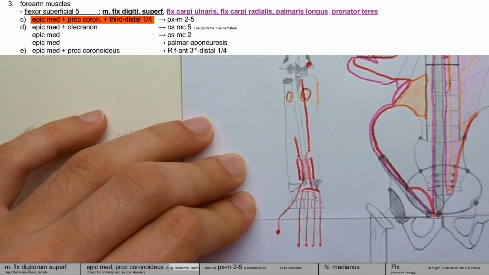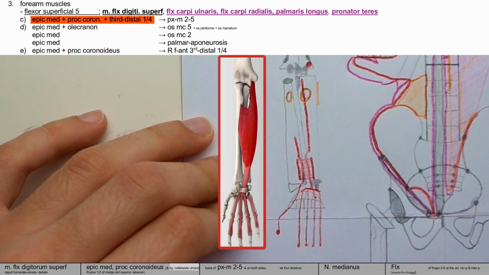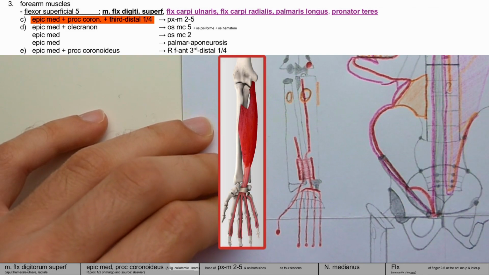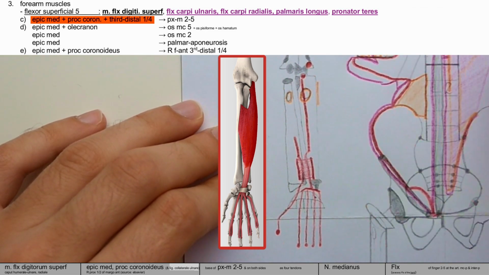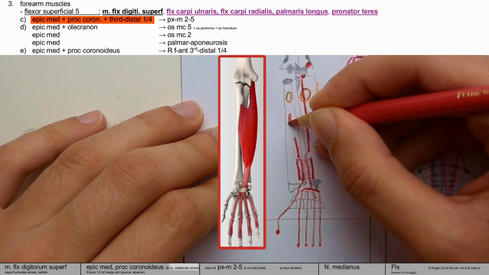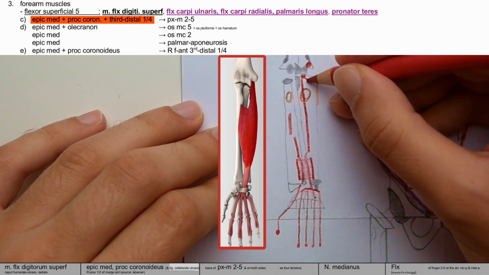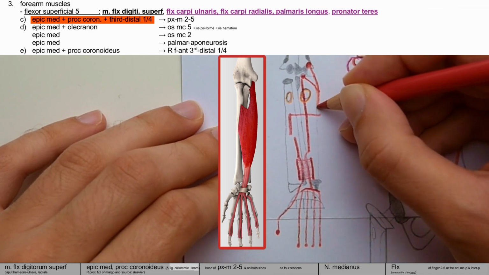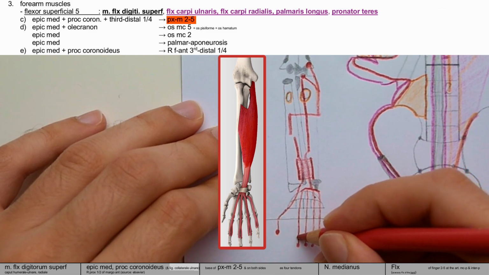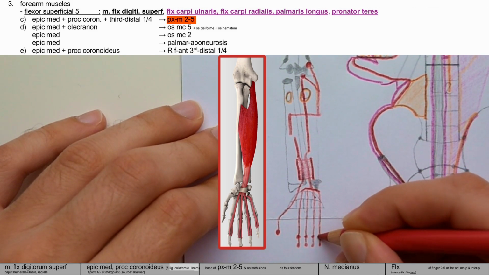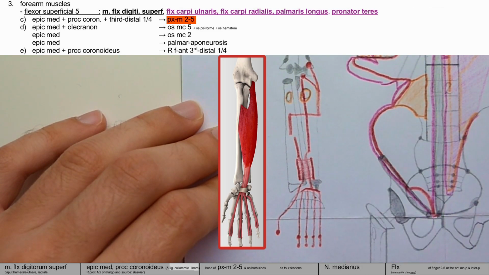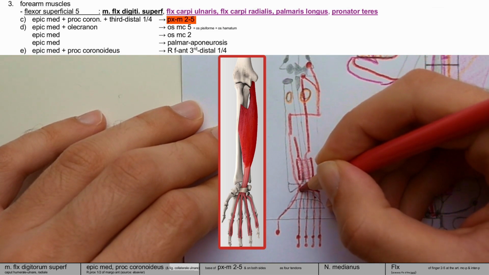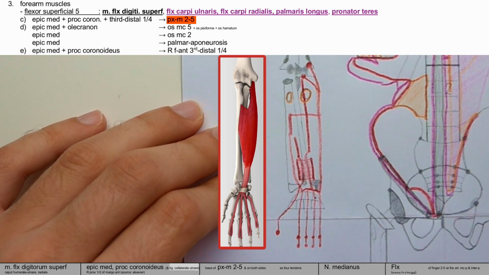Now we continue with the third step, with musculus flexor digitorum superficialis. Its additional origins are processus coronoideus and the third distal quarter of facies anterior of the radius. It inserts into the phalanx medialis of the fingers. I will use tendons of the deep digital muscles instead of drawing new lines to connect the origins with the insertions, so that it won't get too messy around the hand area.